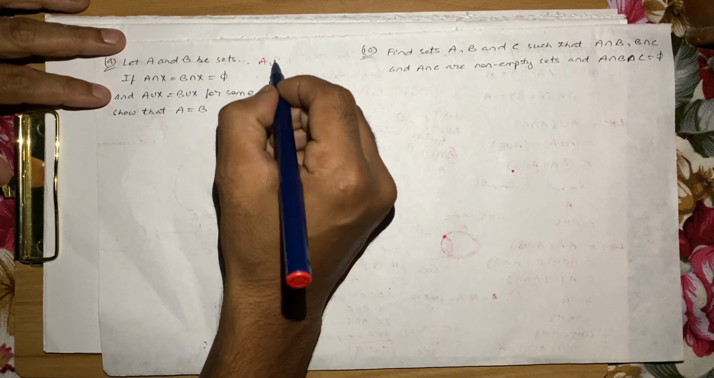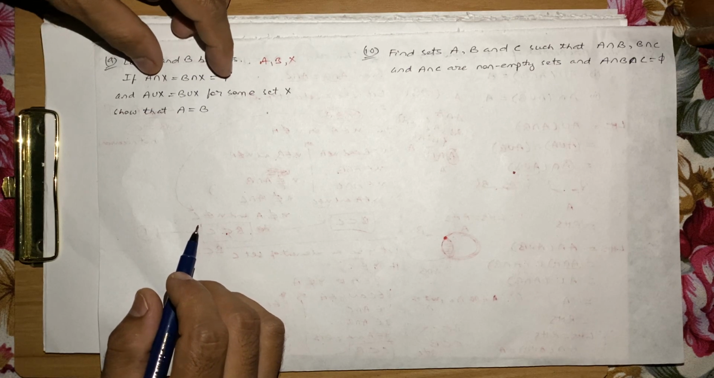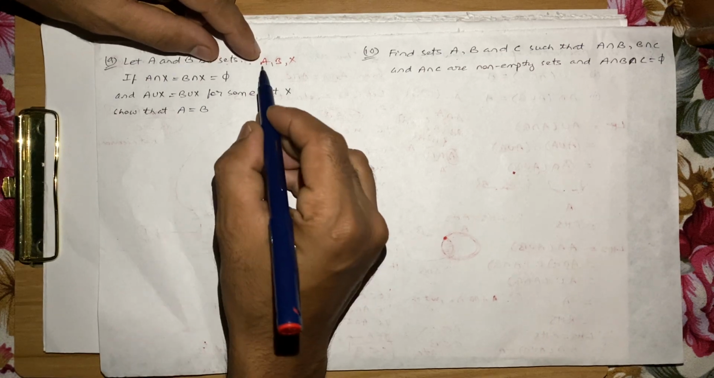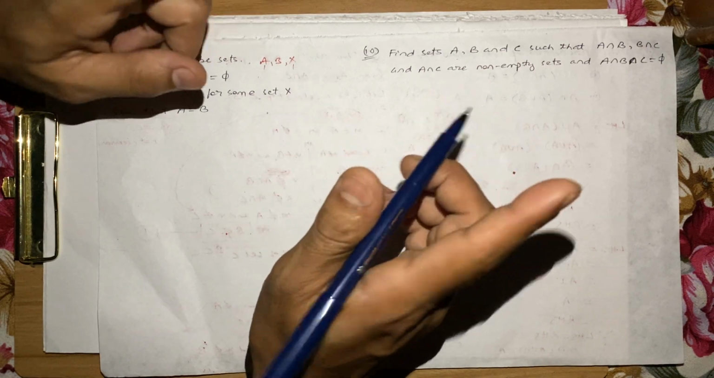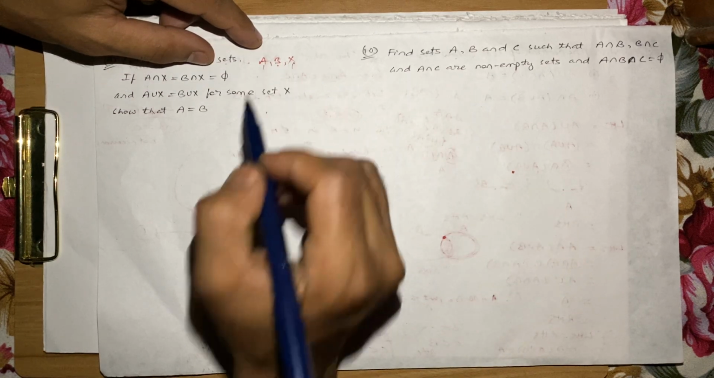Now A, B and X are some sets. Okay, they have given you these conditions, that A union X, when you combine the set A and set X, whatever elements it will have, that will be the same as when you combine B and the set X.